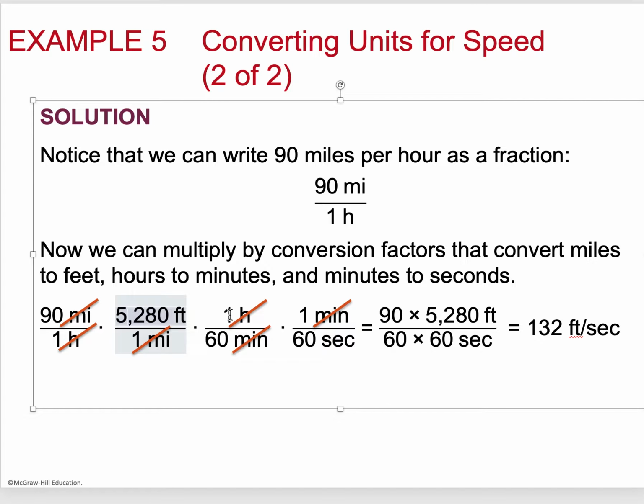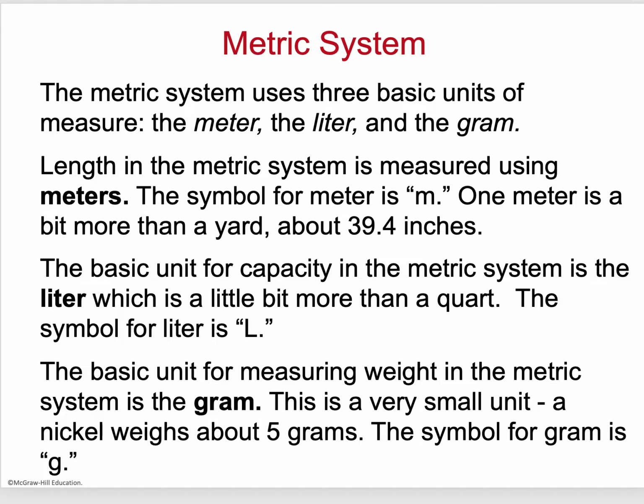So there are 60 minutes in 1 hour, and then in 1 minute there are 60 seconds. So I'm going to do 90 times 5,280, and then I'm going to do 60 times 60, and then I'm going to divide those two numbers to get 132 feet per second. So it's a little bit more tricky when I've got a time measurement involved there.